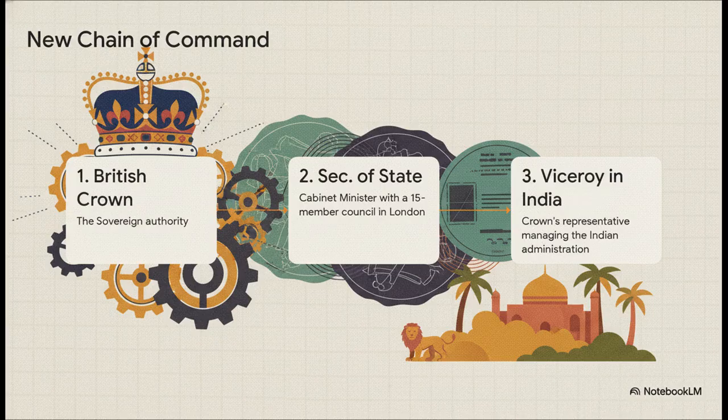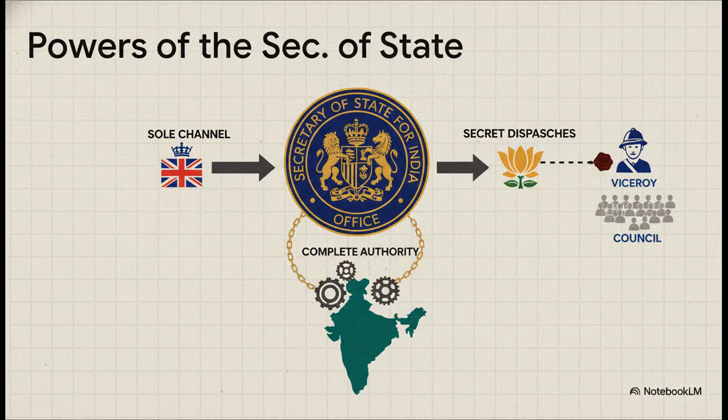No more confusion. And the power this person had was just immense. They had total authority over everything related to the administration of India. Every piece of communication between Britain and India had to go through their office. And listen to this. They could even send secret instructions to the Viceroy without even telling their own 15-member advisory council. That tells you everything you need to know about how centralized this new system was designed to be.